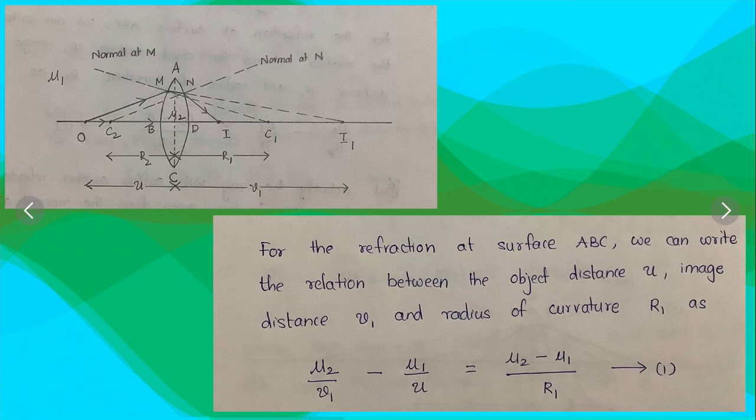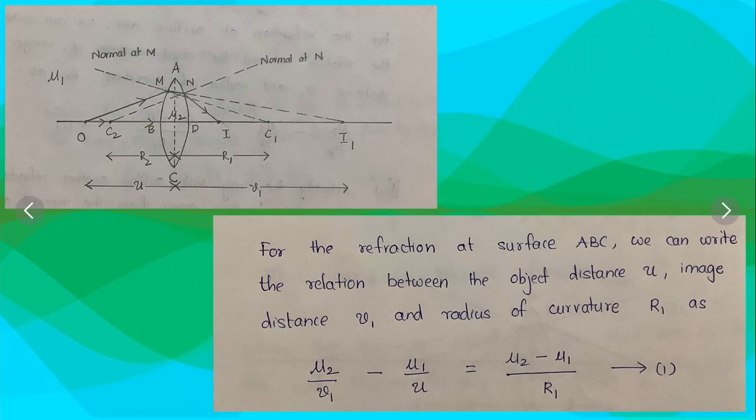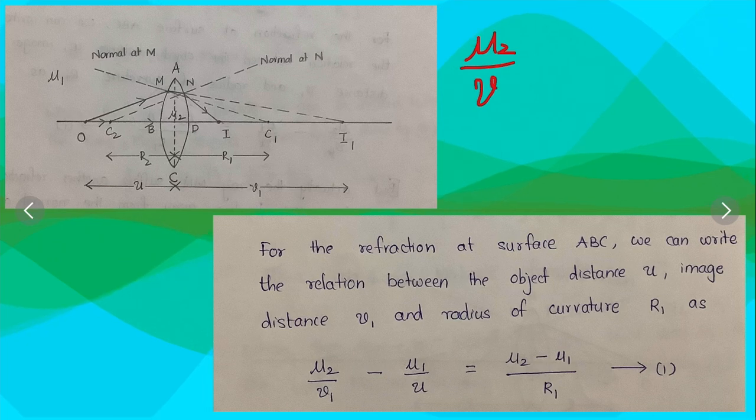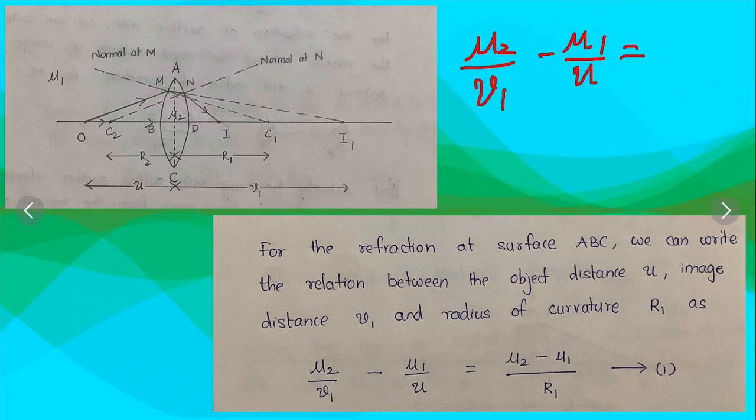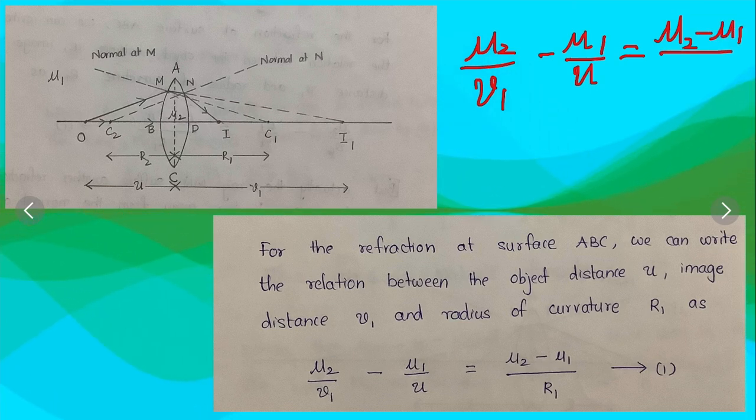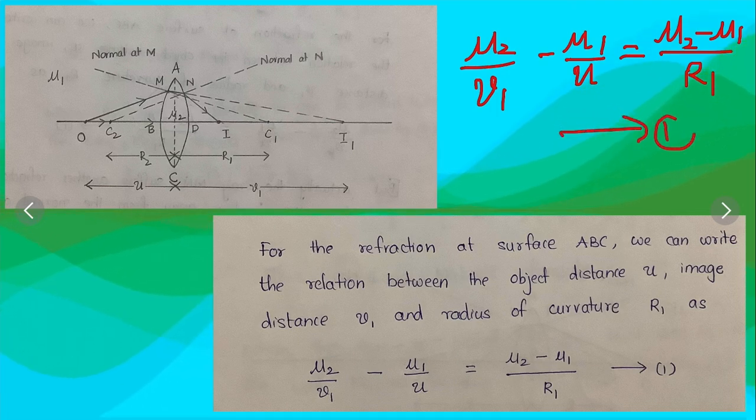μ2/V − μ1/U = (μ2 − μ1)/R. That is, the refractive index of the second medium divided by the image distance, minus the refractive index of the first medium divided by the object distance, is equal to the difference in the refractive indices, μ2 − μ1, divided by R1. So this is equation number 1. Let it be equation number 1.